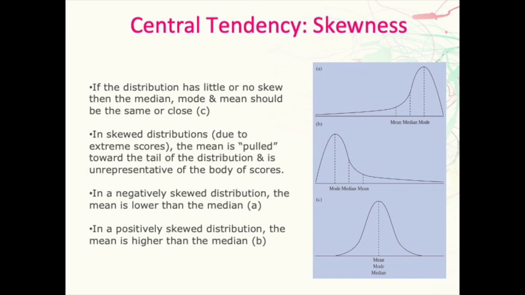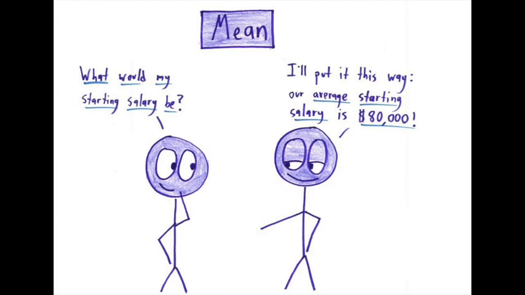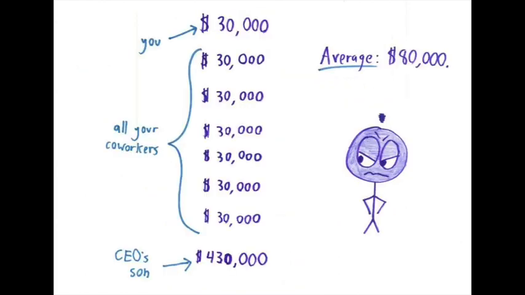If the distribution has little or no skew, we remember skew is caused by outliers or extreme scores, then the median, mode, and mean should all be the same or close. It should be a normal curve. It should be a normal distribution. However, in skewed distributions, due to extreme scores, the mean is pulled toward the tail of the distribution and is unrepresentative of the body of scores.